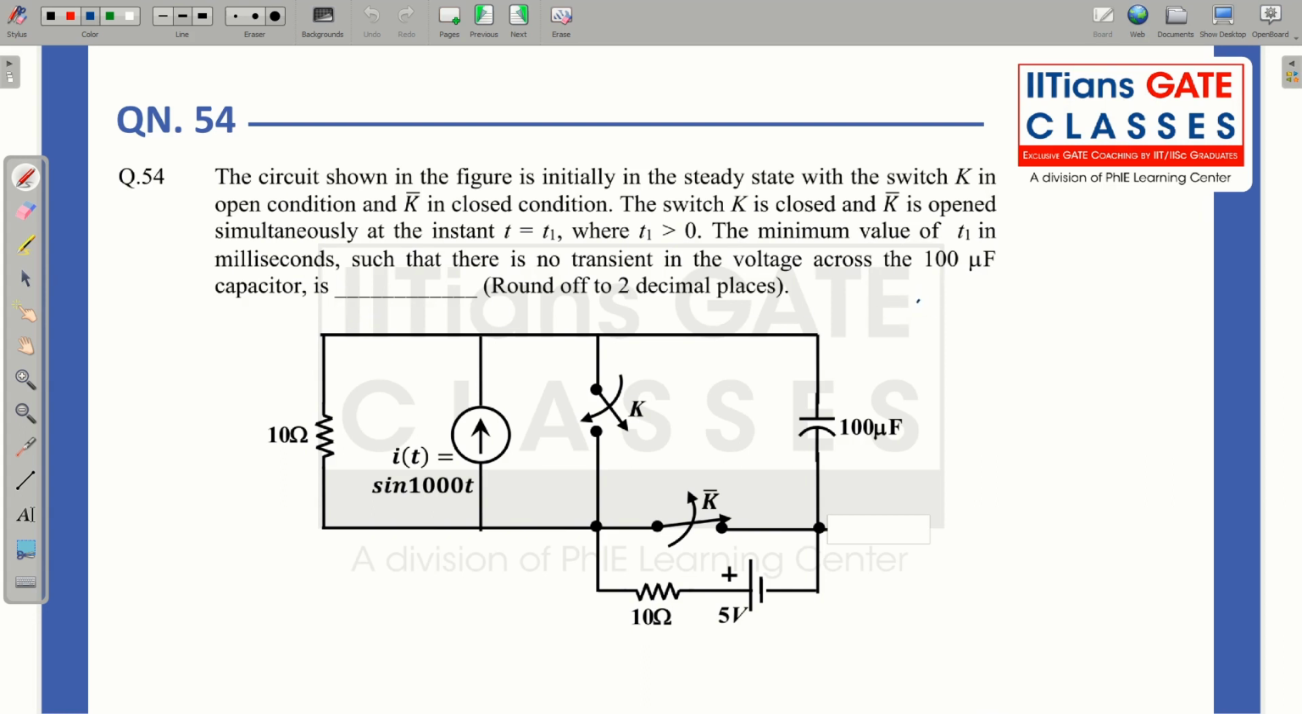Okay. So let us first calculate what will be the voltage of the capacitor at steady state before switching. Switching takes place at t1, so let this be t1 minus, just before the switching. You can see before switching this was closed. If this is closed, then this circuit will be shorted out, and if this is open, that means our simple circuit will be looking like this.